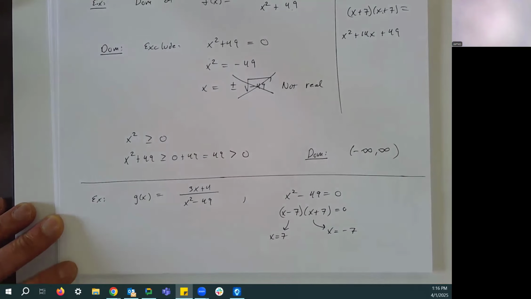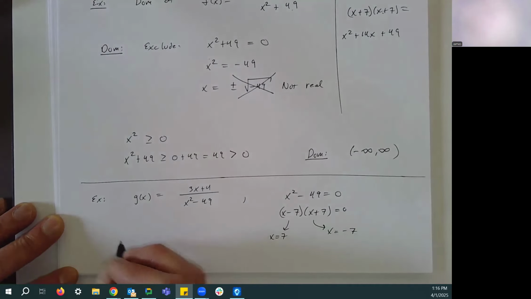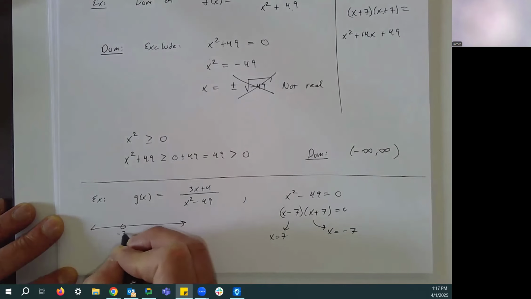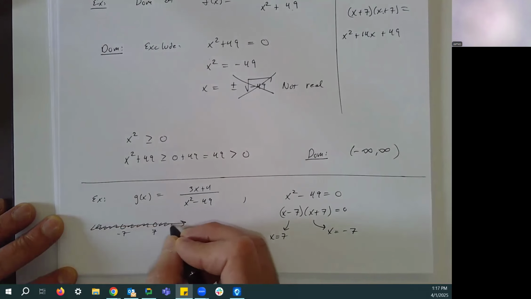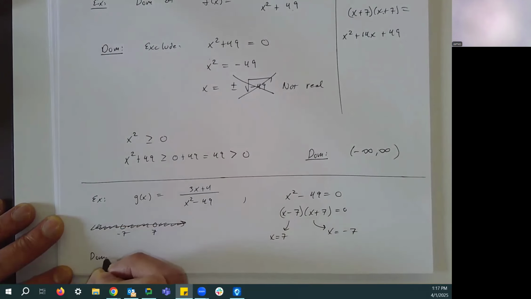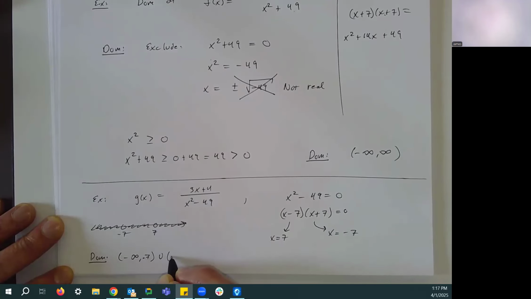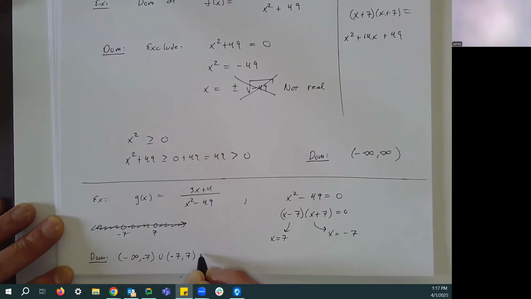And then we would exclude those two numbers. I don't want negative 7, I don't want positive 7, but I want everything else. So my domain for this would be from negative infinity to negative 7, union negative 7 to 7, union 7 to infinity.